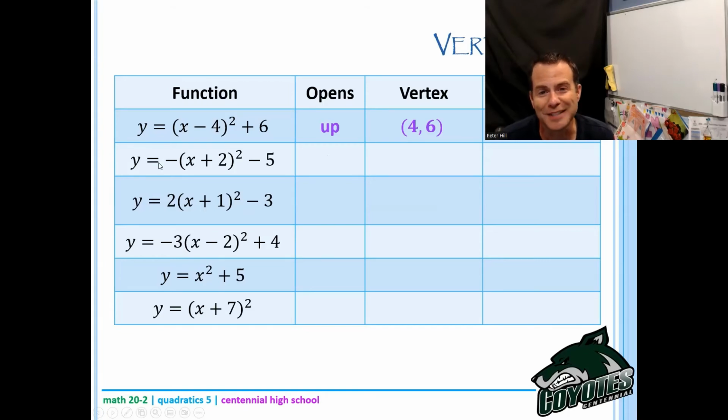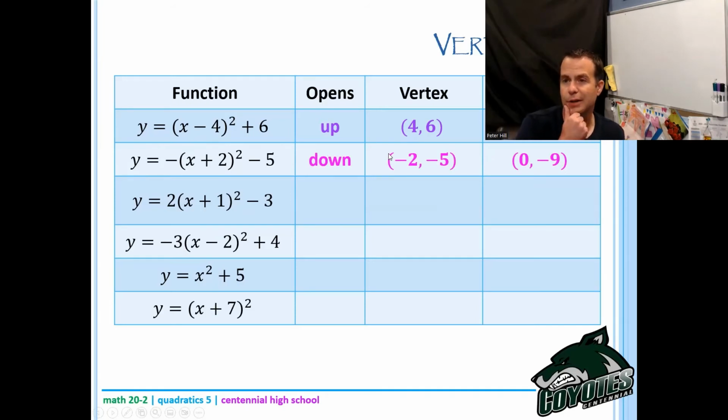Okay, I'm going to go down because my a value is negative. My vertex will be at negative 2, negative 5. And my y-intercept, well, this will be 2 squared, which is 4. So that's negative 4 here because there's a negative in front. Minus 5 is negative 9, so it'd be (0, negative 9). Okay, so I'm opening down, (negative 2, negative 5) for my vertex, and (0, negative 9) for my y-intercept. Both the vertex and the y-intercept have to be full coordinate points. Bracket x, comma y, bracket. Be careful with that.